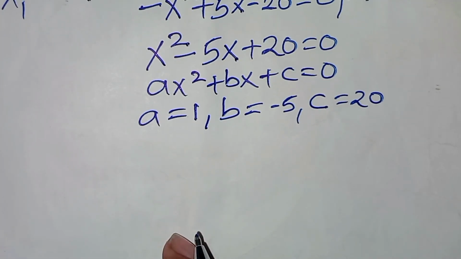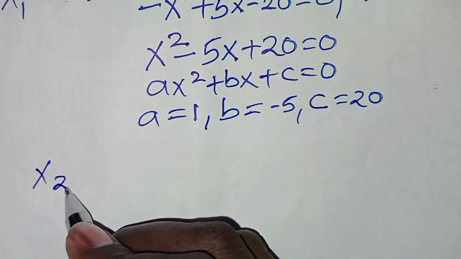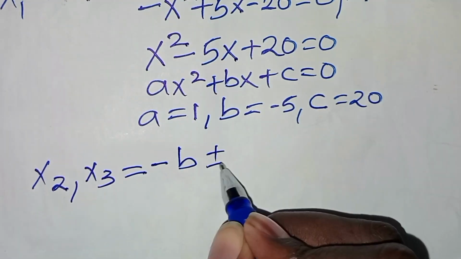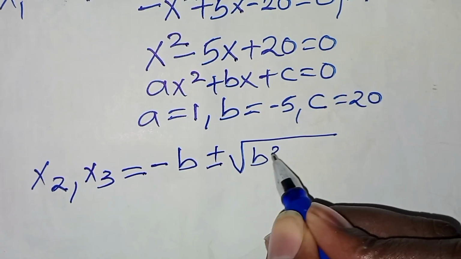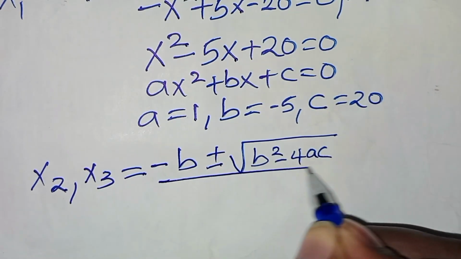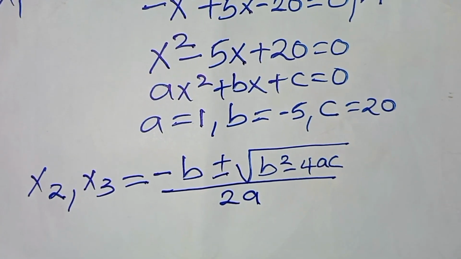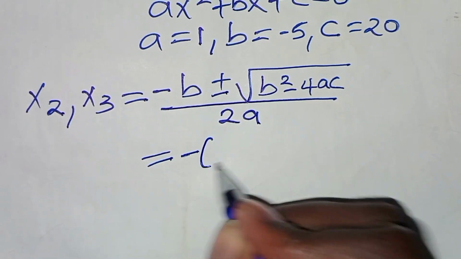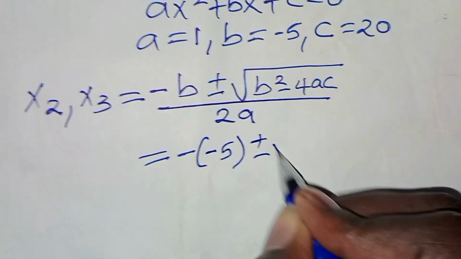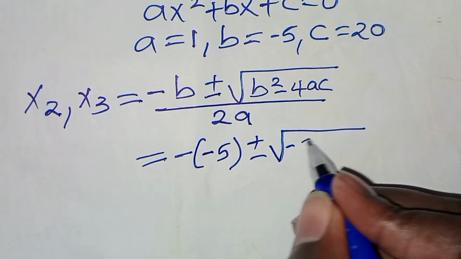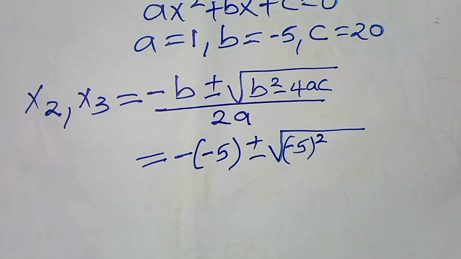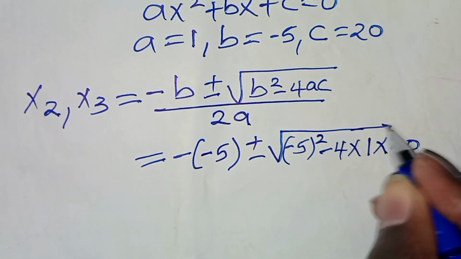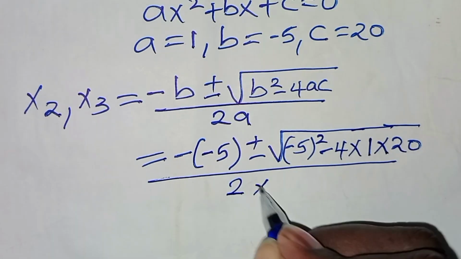So for the other values of x, x2 and x3, this is given as -b plus or minus the square root of b squared subtract 4ac, all divided by 2a. Now let's substitute the values of a, b, and c. This means that we'll have -(-5) plus or minus the square root of -5 squared, subtract 4 times a, which is 1, times c, which is equal to 20, all divided by 2 times 1.